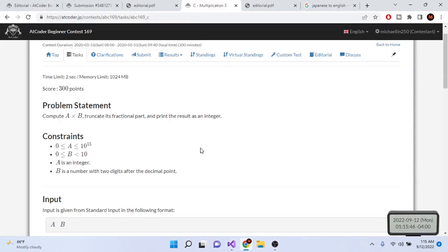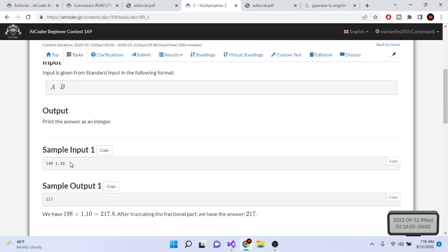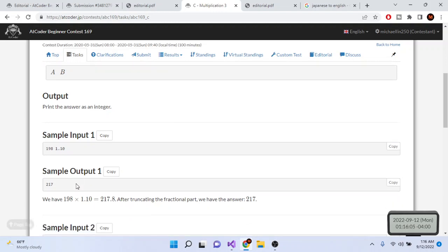Today I'm going to go over a cool trick that I learned. Let's say we have two numbers, A and B, and we want to multiply them together and then truncate the fractional part, so get rid of the decimal part. As you can see here, 198 times 1.1 equals 217.8. And if we remove the 0.8, you get 217.